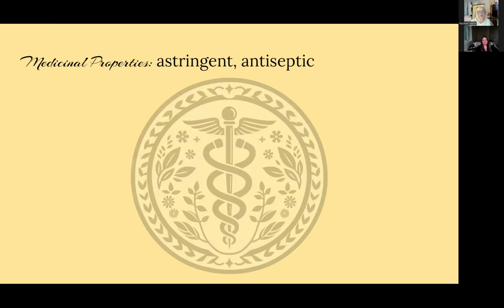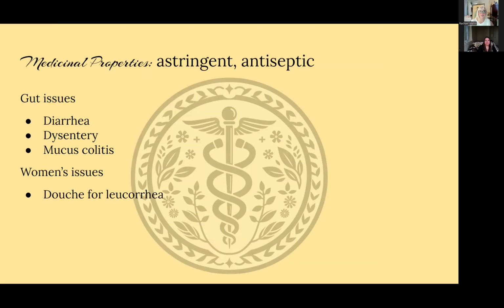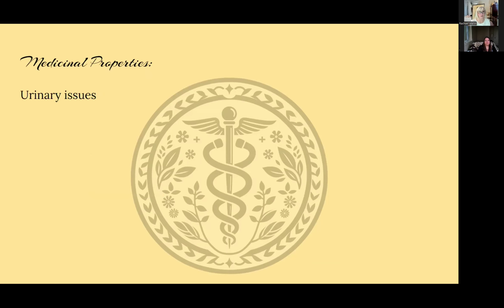Acacia is mostly an astringent and an antiseptic. You can use it for gut issues, for diarrhea and dysentery and mucus colitis because it's an astringent. So it's going to dry you up. It's also good for women's issues. You can use it in a douche for leukorrhea, so it combines both astringent and antiseptic. It's also for respiratory purposes. You can use it for a cough or a sore throat, I assume, because again, it's going to dry up the mucus in your throat.